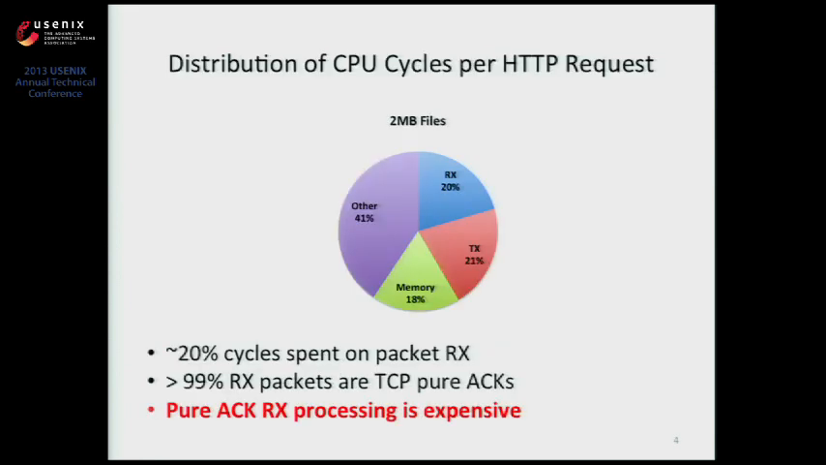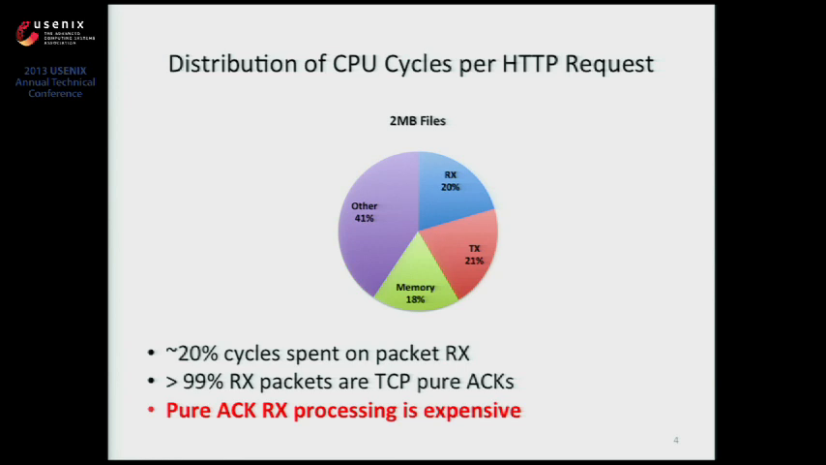So here's a sample breakdown for a 2 megabyte file. The client requests a 2 megabyte file, the server transmits it, and gets back ACKs. As you can see in this pie chart, the receive path actually takes 20% of all the cycles for each request, and this is comparable to the transmit path. And this is crazy, because the transmit path is doing all the work that actually sends out useful data, while the receive path is just receiving all these ACKs. But the per-request overhead for these two components is comparable.